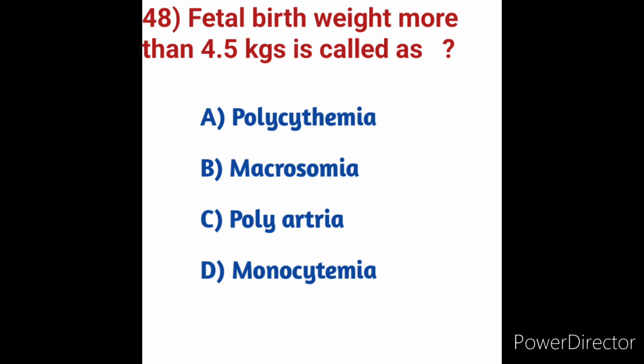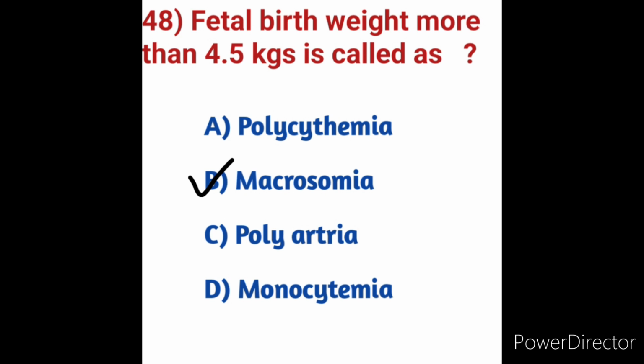The causes of macrosomia are genetic factors, and maternal conditions such as obesity and diabetes can cause fetal macrosomia. Rarely, a baby might have a medical condition that makes him or her grow faster and larger. Sometimes it's unknown what causes a baby to be larger than average. Fetal macrosomia occurs in 0.5 to 15% of all pregnancies. So here the fetal birth weight more than 4.5 kg is called macrosomia. Here option B is the correct answer. Next we will move on to question number 49.